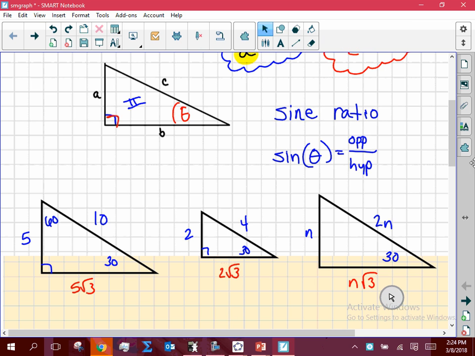I want to go back through each one of these, and I want you to look at the 30 degrees. I want you to tell me what is the opposite side of 30. 5. What do you get for the hypotenuse? 10. And if you do 5 divided by 10, you get 1 over 2. Come to this one. Opposite side of 30, 2 over 4.